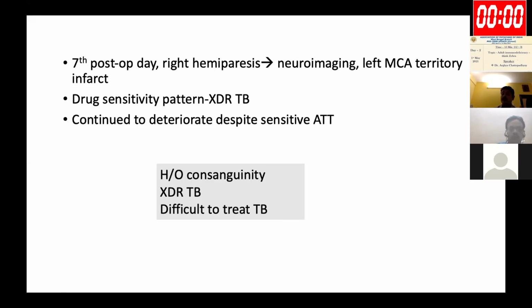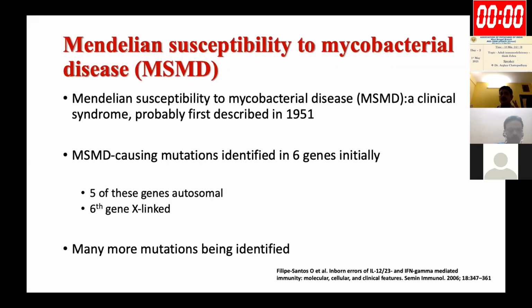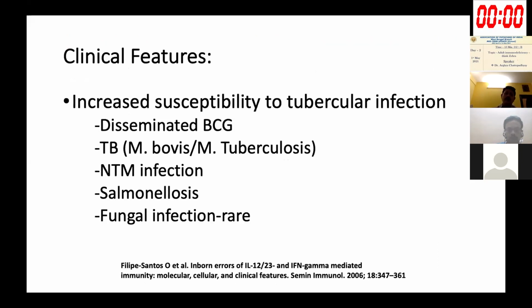So if there is a history of consanguinity, if you're dealing with a primary XDR and difficult to treat TB, think of MSMD, Mendelian susceptibility to mycobacterial disease. This is a disease caused by genetic mutation; 5 of those genes are autosomal and 1 gene is X-linked, and these are basically interferon gamma related genes which are mainly involved in the pathogenesis of tuberculosis.